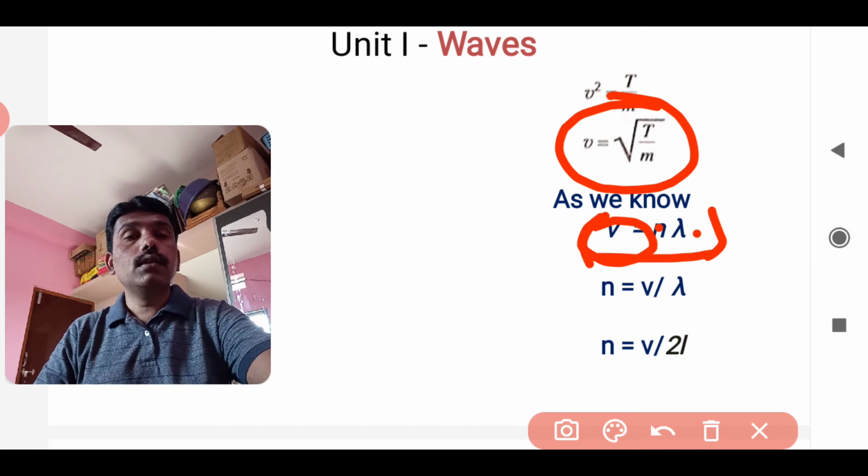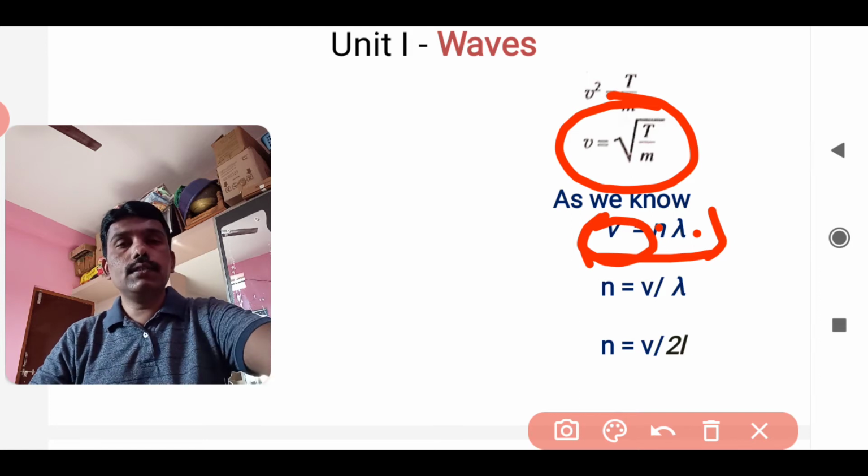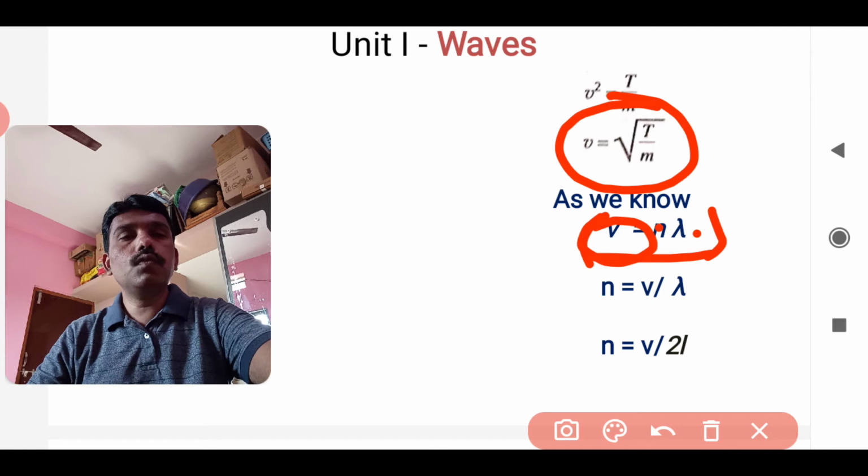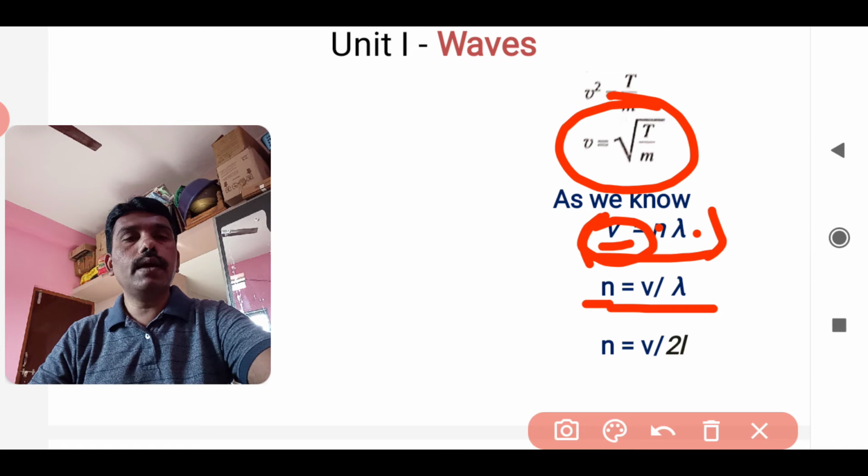That's why I said the introduction of the waves is a very important factor, because these fundamental things will definitely be useful for understanding a number of things related with waves. So v is equal to n lambda, where v is the velocity of the wave, n is the frequency and lambda is the wavelength. Now I can rearrange this equation, and lambda will go to the other side, and it becomes n is equal to v by lambda.